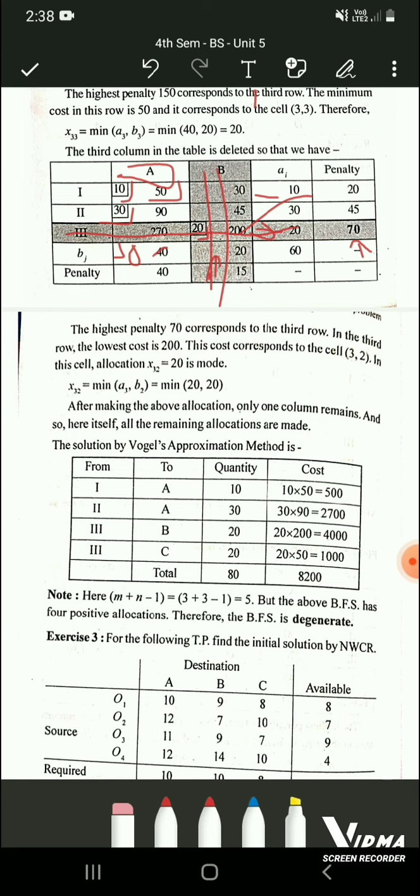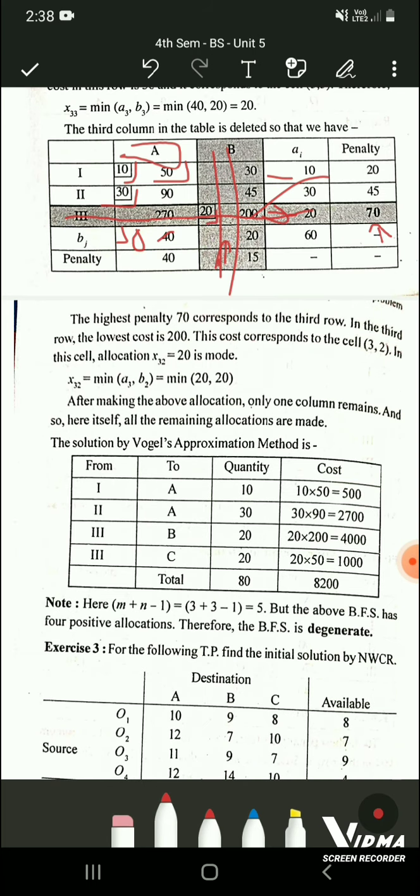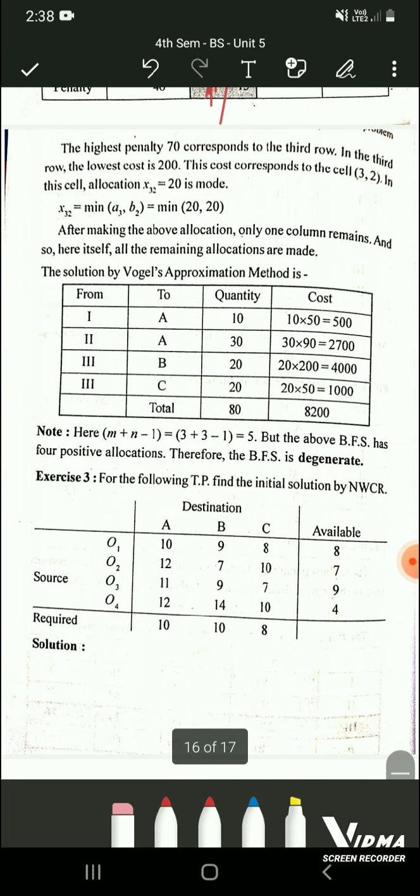Hence write the solution again. So again here you can see only 4 positive allocations are made. Find out the cost, and hence it is a degenerate basic feasible solution because only 4 allocations are made, and the cost here is 8,200.